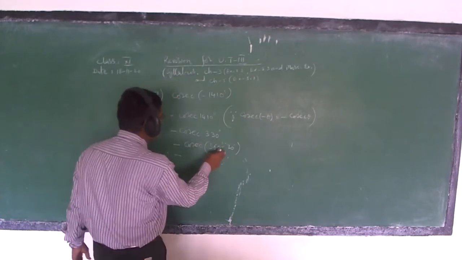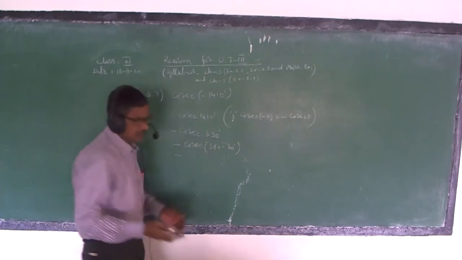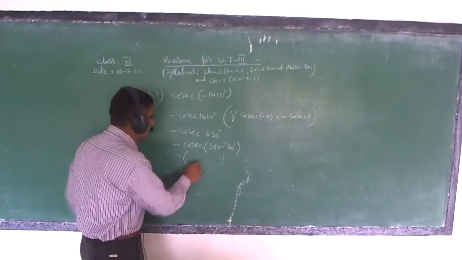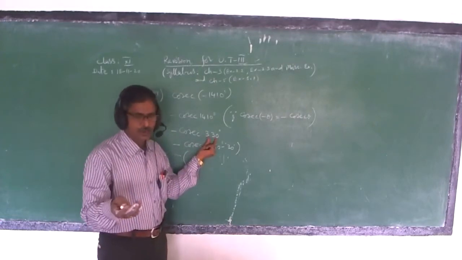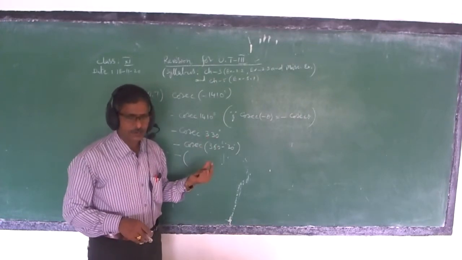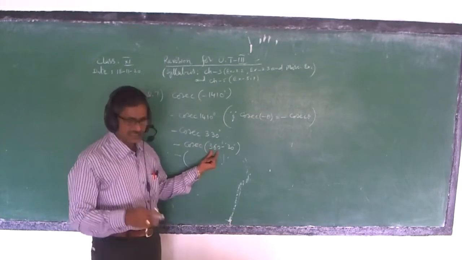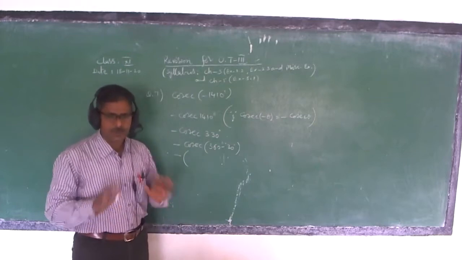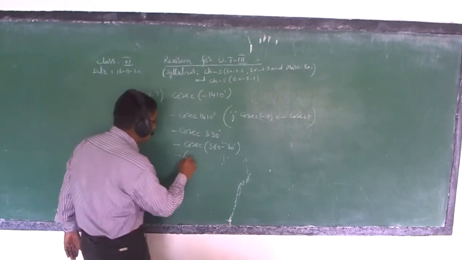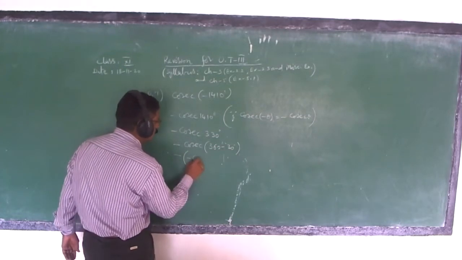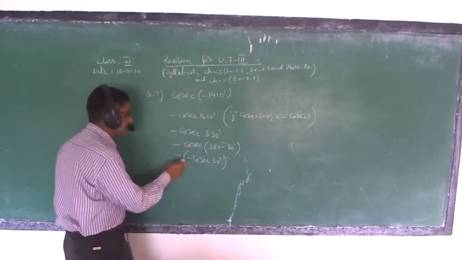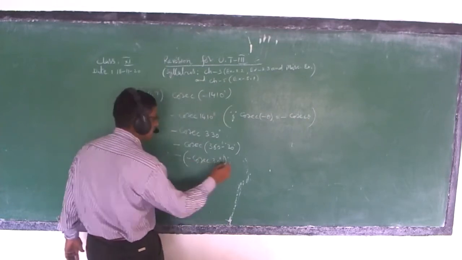So cosecant of 360 minus theta is minus cosec theta. Why is it so? Because this angle belongs to the fourth quadrant. In the fourth quadrant cosecant is negative, and at 360 the cosecant ratio remains the same. Any ratio remains the same at 180 and 360. So theta here is 30 degrees. So this will finally be minus cosecant 30 degrees. Minus of minus, plus cosecant 30 degrees.